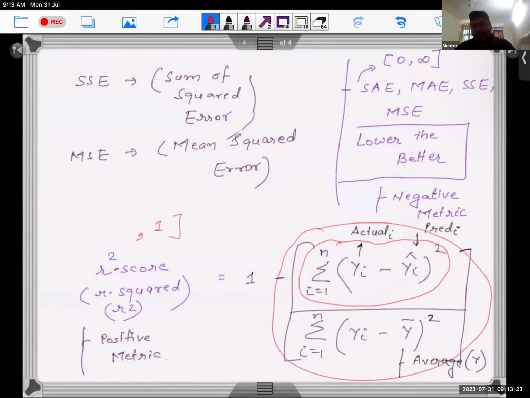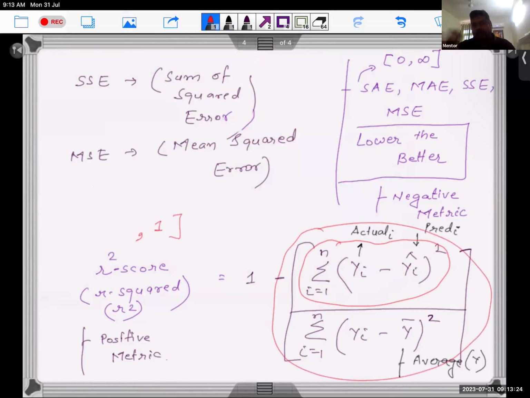So for an ideal model, do you realize that this whole fraction is subtracted from 1? Do you realize that this fraction is always going to be positive? There is a square term. Will this fraction ever be negative? Is the numerator always positive? It is 0 to infinity. What about the denominator? You are subtracting the mean from every actual value and then squaring it. Will it ever be negative? No, right? So this fraction is going to be positive always.